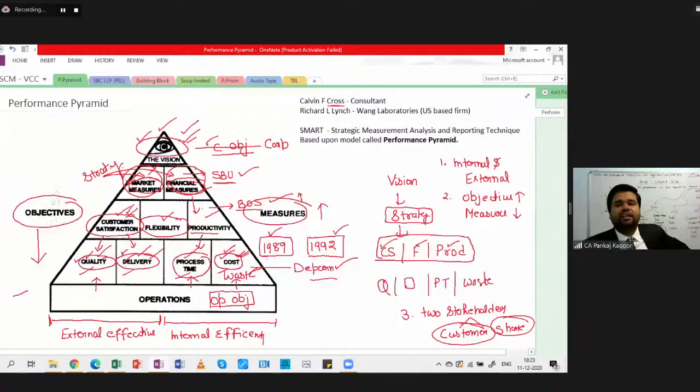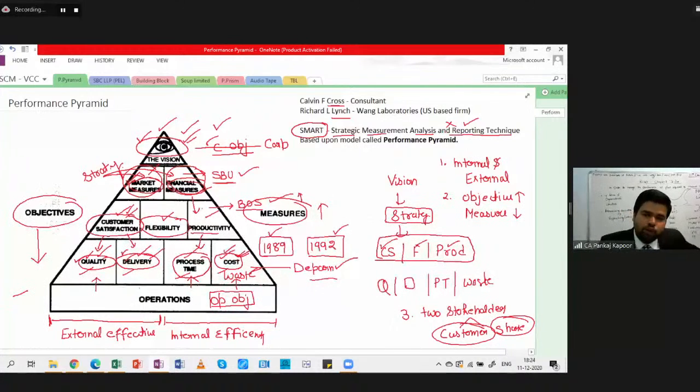Once the model is finalized, Cross and Lynch say if this model is applied by any company, then we say that company has a smart way to improve the performance. Now, what is the full form of SMART? The full form of SMART is Strategic Measurement Analysis and Reporting Technique. You need not remember this name, although it is mentioned in your study material. That's why I just explained the name. Otherwise, you need not remember it. I hope the model is clear to you.